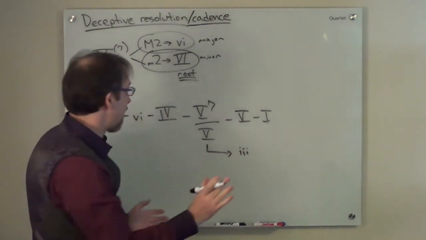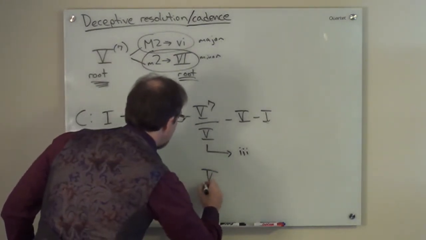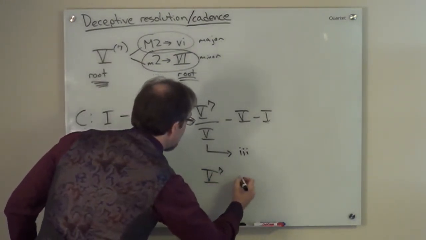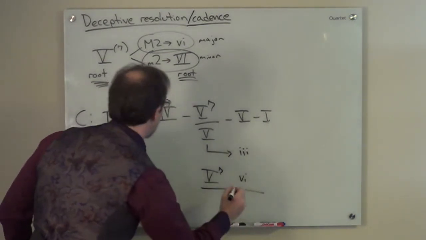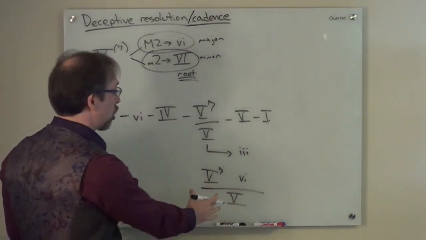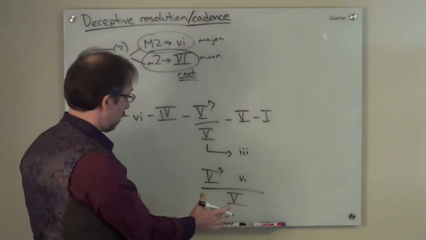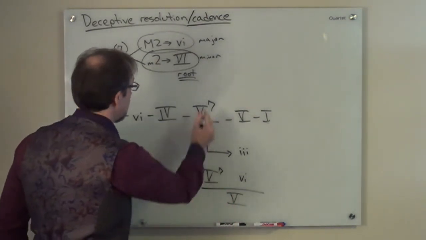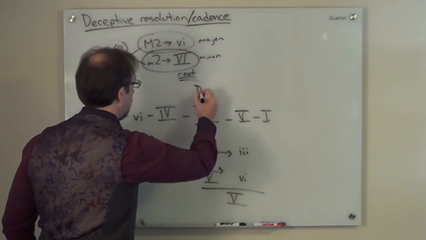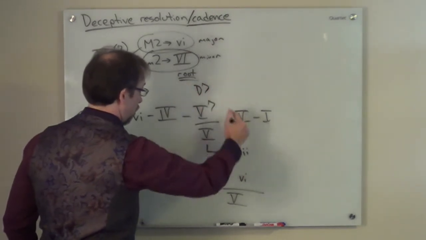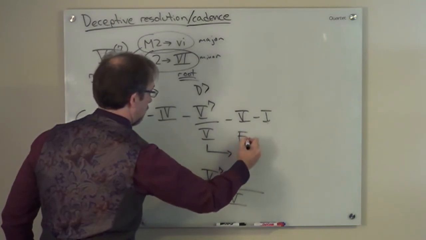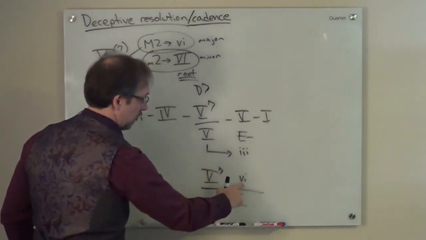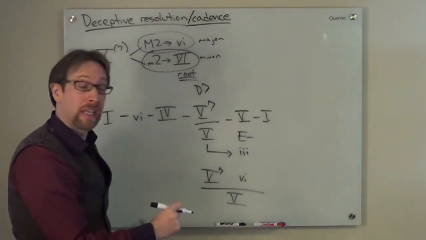Now, there's another way we can analyze it. We could say 5-7 resolving deceptively to 6, all in the key of the 5. The key of 5 being G major. That would mean a D7 resolving to an E minor triad, because 6 would be E minor in the key of G.